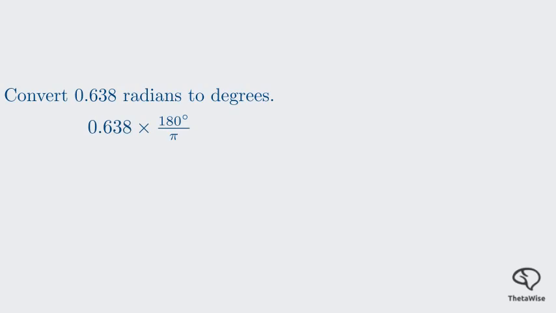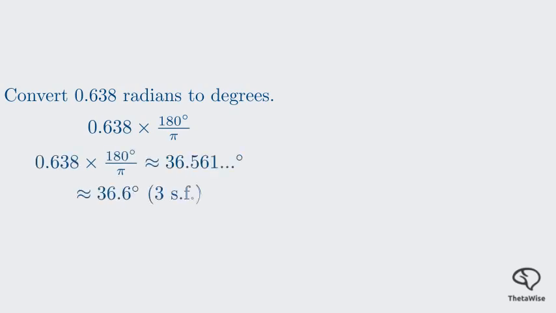Let's try another one with a decimal. Convert 0.638 radians to degrees. We multiply by 180 over π. Again, using a calculator, this gives us approximately 36.56 degrees. We'll round this to 36.6 degrees to 3 significant figures.